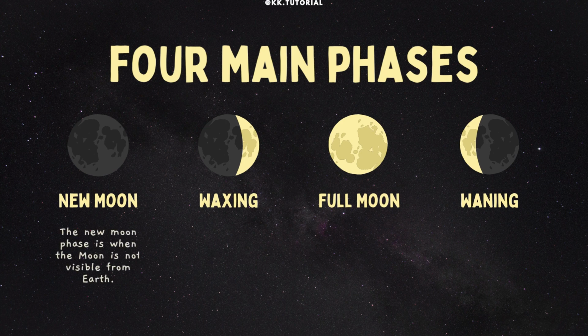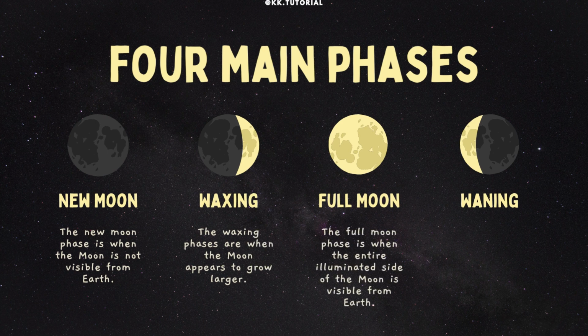So the new moon phase is when the moon is not visible from Earth. The waxing phases are when the moon appears to grow larger. The full moon phase is when the entire illuminated side of the moon is visible from Earth. The waning phases are when the moon appears to grow smaller.